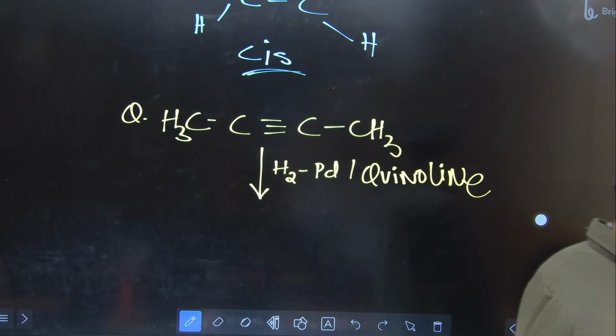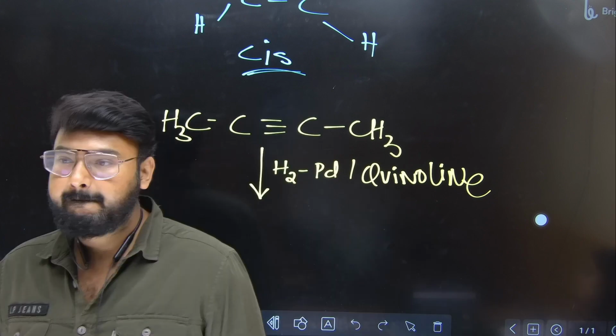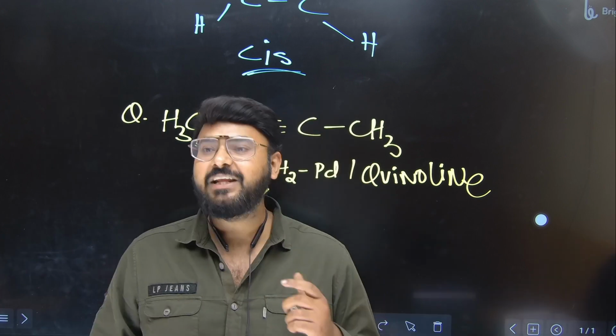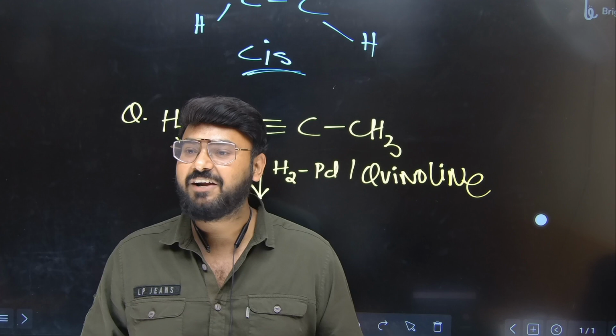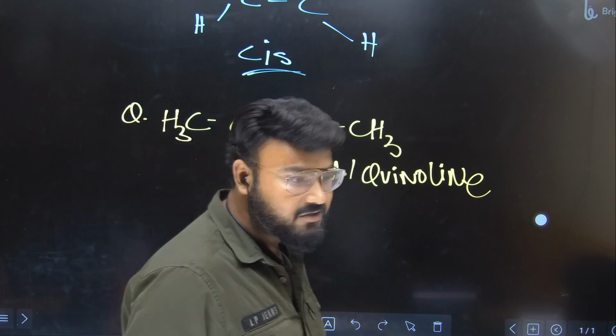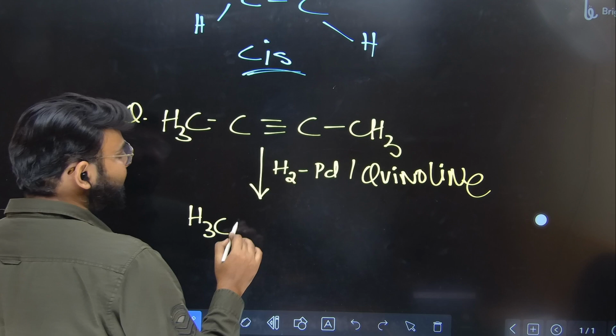Yes, Ritvik, can you tell me the answer? Ananya? See, the previous one was forming cis alkene. When quinoline is there, it will be trans alkene. So the answer will be trans form. Is everyone getting it? Ananya, you understood, right? Yes, sir. So the answer will be trans.